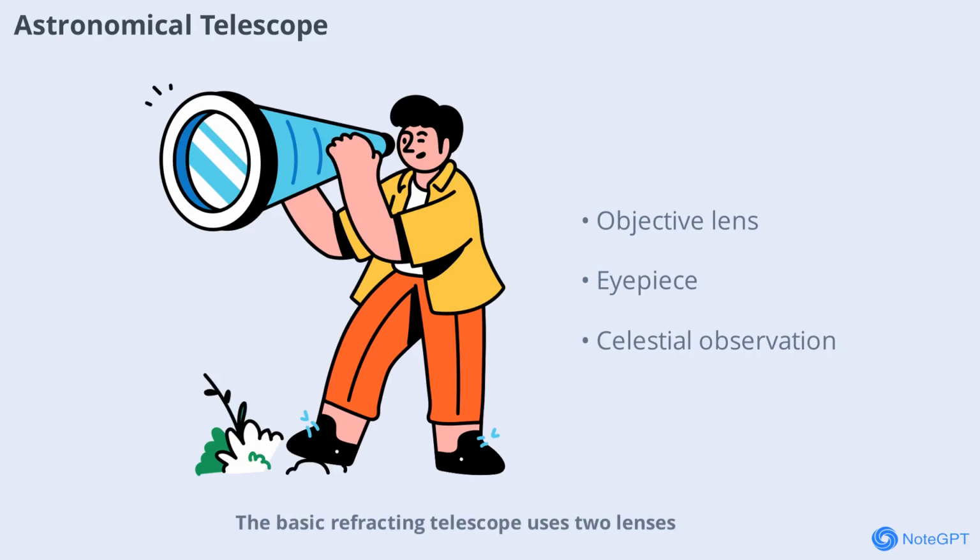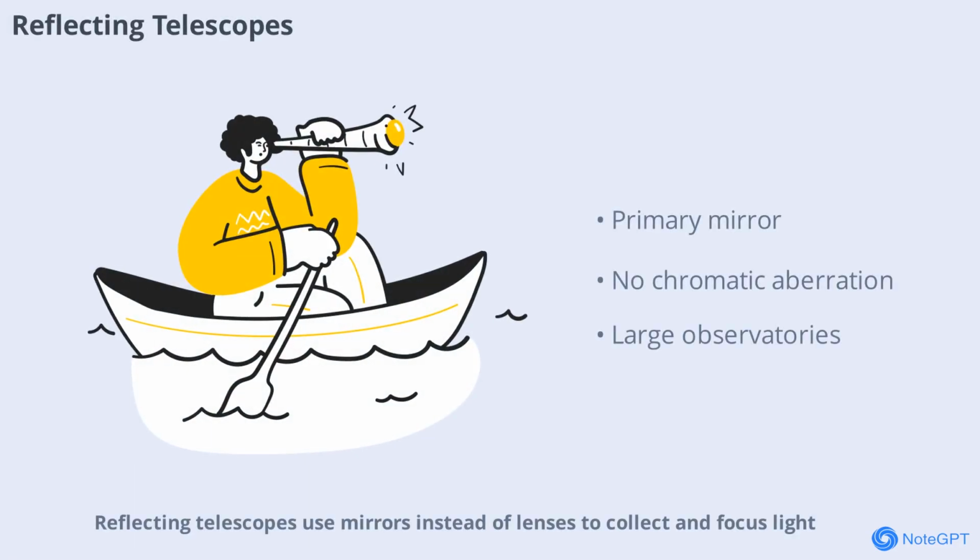The basic refracting telescope uses two lenses. The objective lens collects light and forms an image, while the eyepiece magnifies it for viewing. Reflecting telescopes use mirrors instead of lenses to collect and focus light. The primary mirror gathers light and reflects it to a focal point, where a secondary mirror or eyepiece allows observation. This design avoids chromatic aberration and is used in many large observatories around the world.